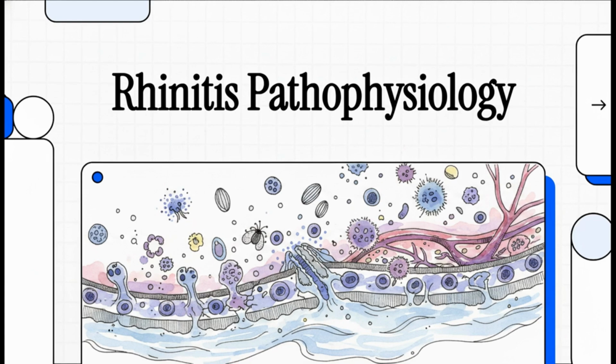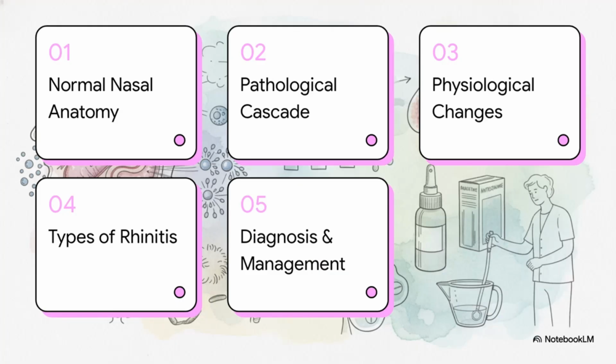So here's our roadmap for today. We'll quickly cover normal nasal anatomy, move into the pathophysiological cascade, explore the resulting physiological changes, break down the types of rhinitis, and finish up with diagnosis and management targets.